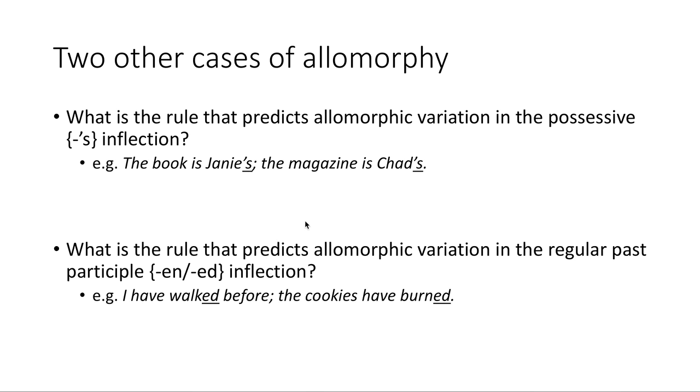And we have also a past participle inflection in English. Now, a lot of verbs in English have an irregular past participle, which takes something like en. It also could take a vowel change, so broken is an example. Eaten is another example. What I'm going to ask you to think about here is actually what regular verbs take, which is this ed inflection suffix. So I have walked before, the cookies have burned. And again, this is not exhaustive of what the allomorphs are, but what are the allomorphs and what are the rules that predict when you get one versus the other? You should be able to figure this out based on the examples that I gave you earlier in this video.